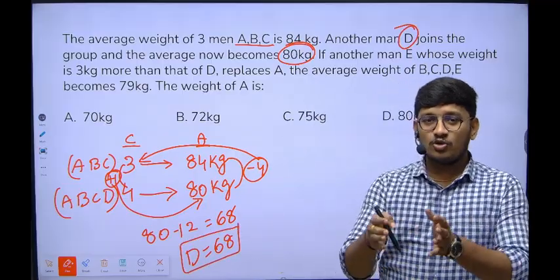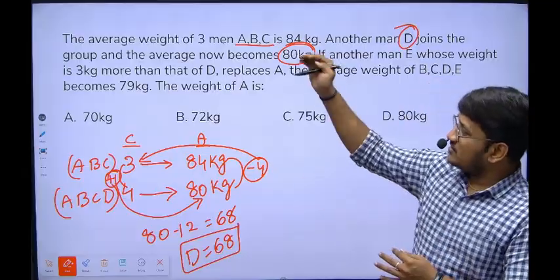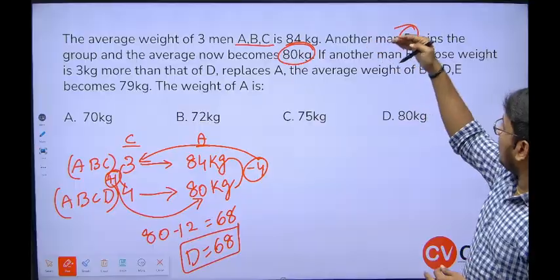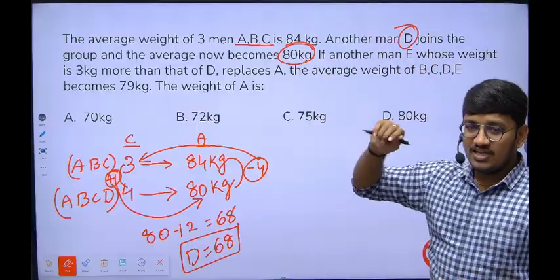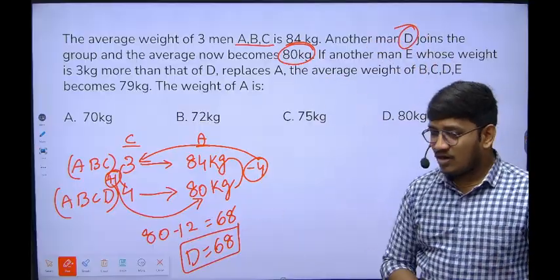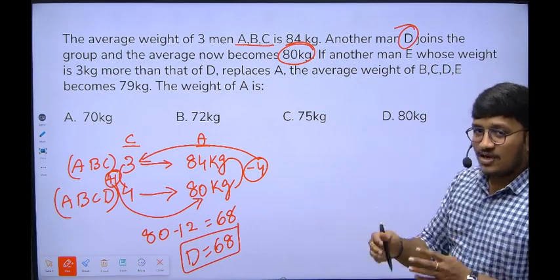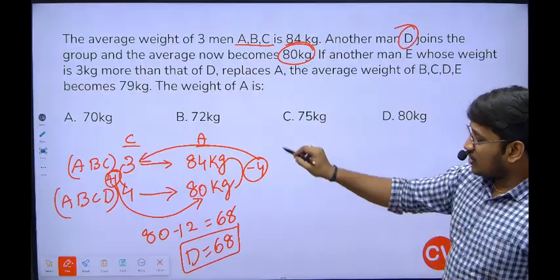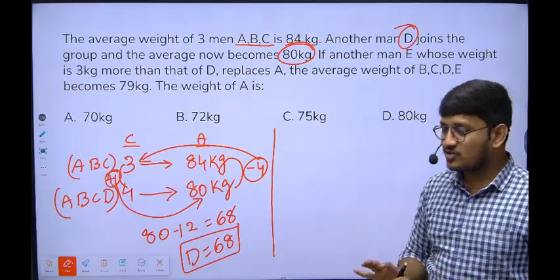Means half of the question is completed. Now if you observe, three men average weight is 84, another man D joins the group, average becomes 80. So we found it out, D's weight is 68 kgs. Now continue the question. Half of the part is done, 50% of our solution is done.